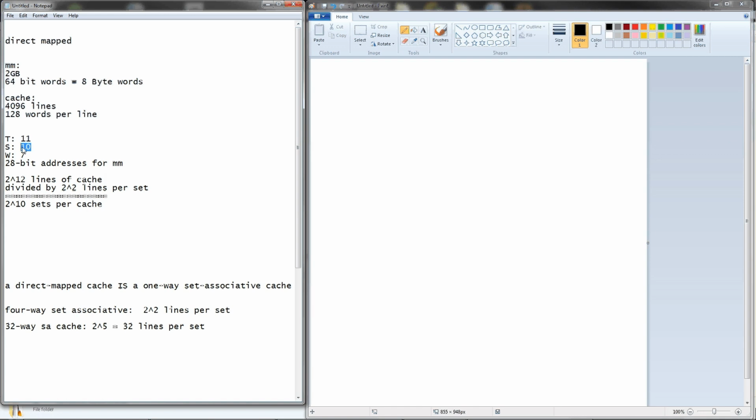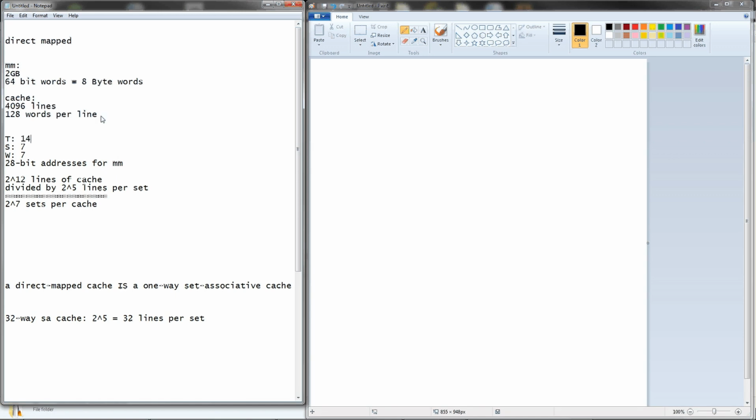The sets and the tag will change. I haven't changed the main memory either. This hasn't changed. This is the only thing that's changed. 32 lines per set. So now I'm going to change this. 2 to the 12 lines of cache divided into 2 to the 5 lines per set leaves us 2 to the 7 sets per cache. Now there are 7 bits, the logarithm, the exponent. And then there are 14 bits for the tag.